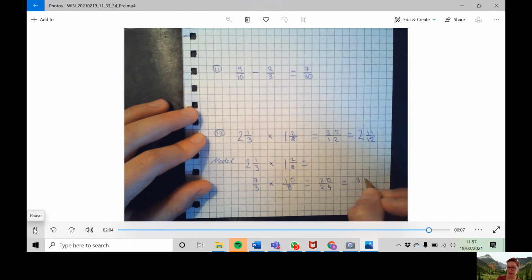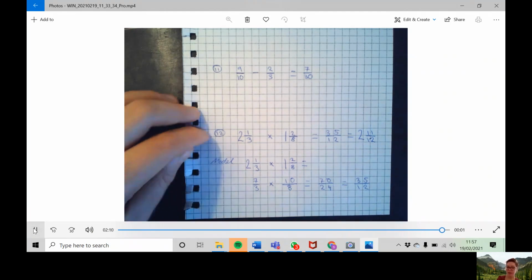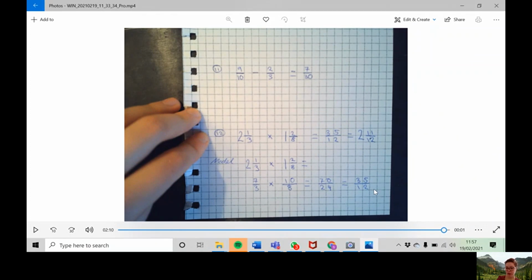Once we've simplified that, we can turn it back into a mixed fraction. So how many times does 12 go into 35? 2 times 24, and the difference between 24 and 35 is 11. So you would get 2 and 11 over 12.